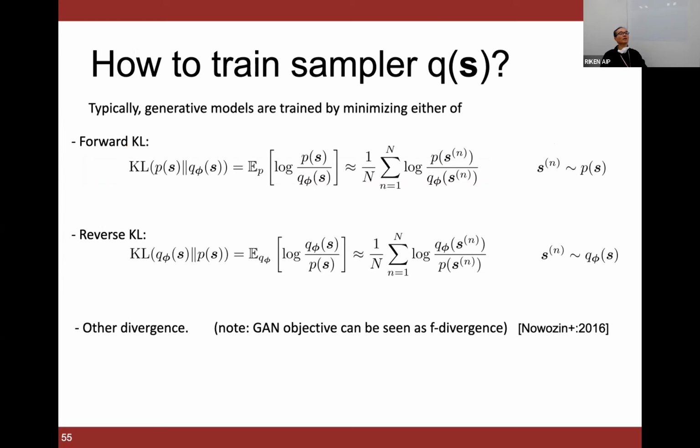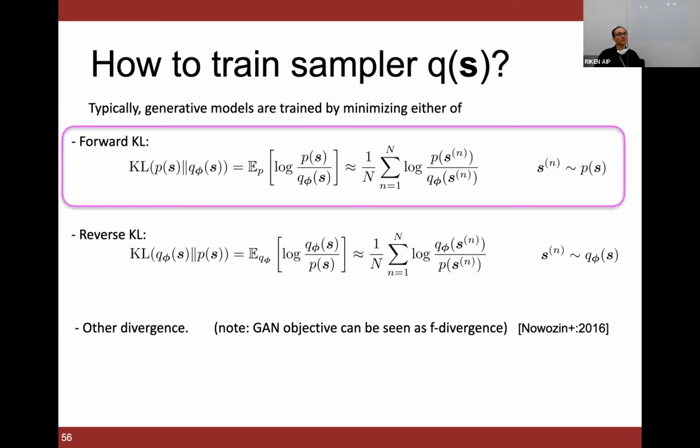And before I go to the detail, let me talk about the forward KL and the reverse KL. They are just a difference in the order of the target Boltzmann distribution and the model distribution. And both quantities are used for training normalizing flows or other generative models.